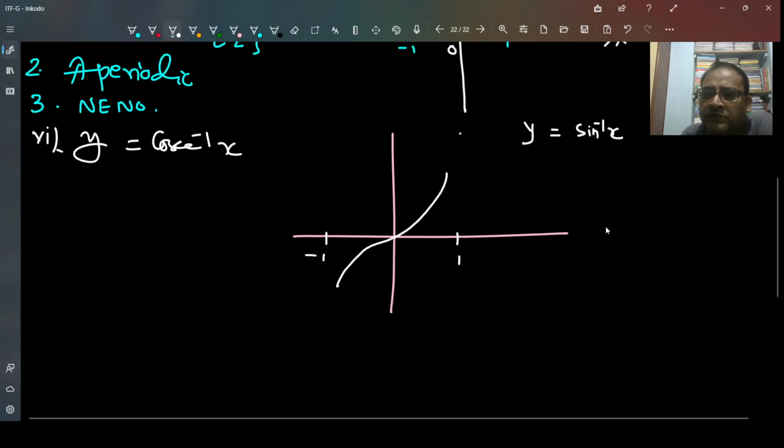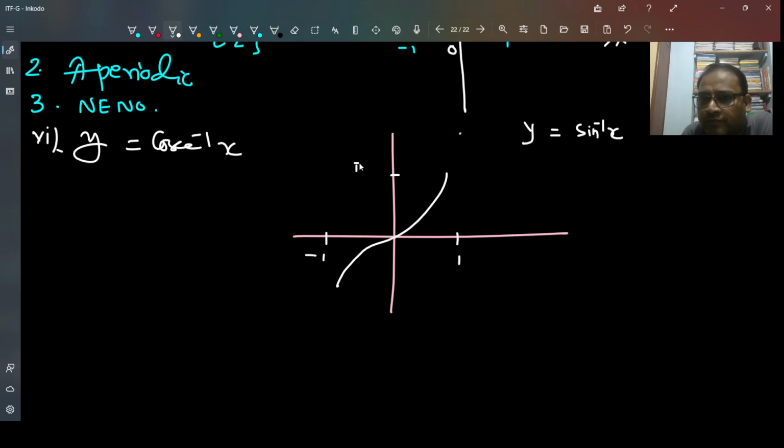And this height is pi by 2. This height is minus pi by 2. So what we have to do is take the reflection of this portion, like this part, and for the lower portion, take the reflection like this one. So this yellow portion is your cosec inverse x function. Is it clear? Is it clear?